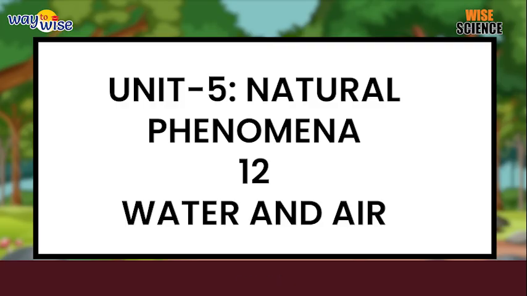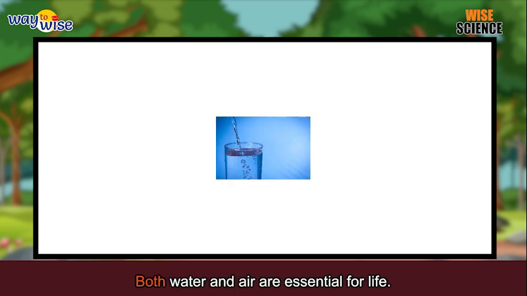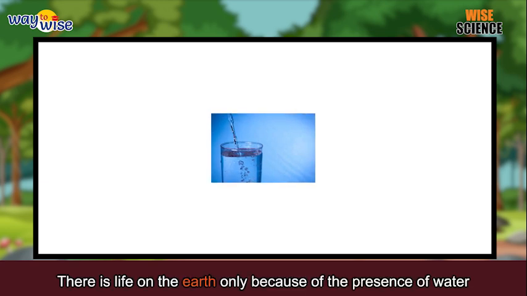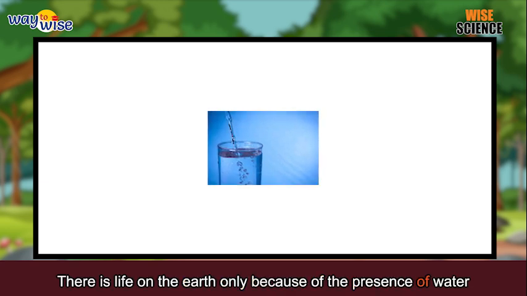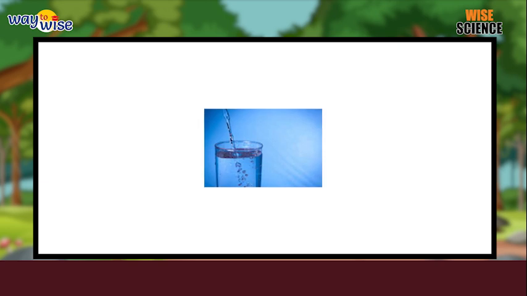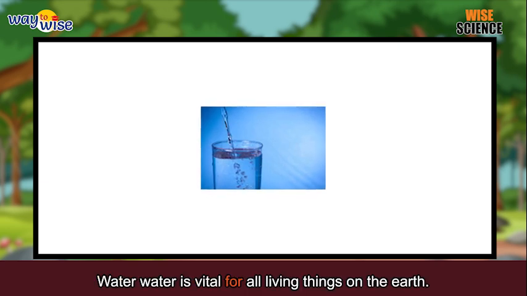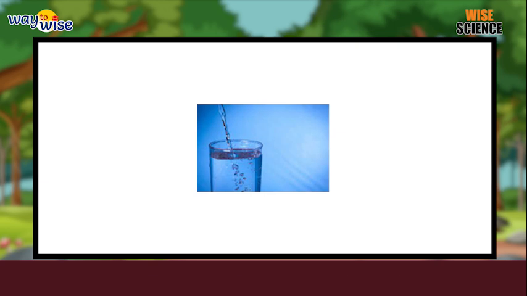Unit 5, Natural Phenomena, Chapter 12, Water and Air. Both water and air are essential for life. There is life on the earth only because of the presence of water and air on it. Water is vital for all living things on the earth.